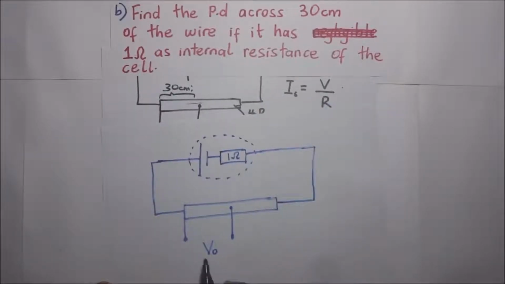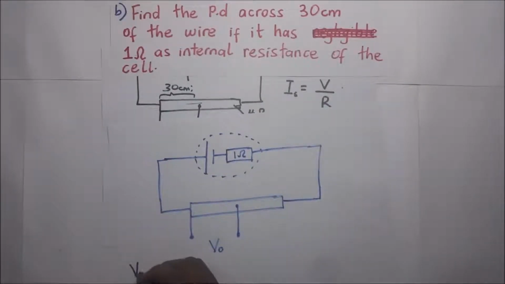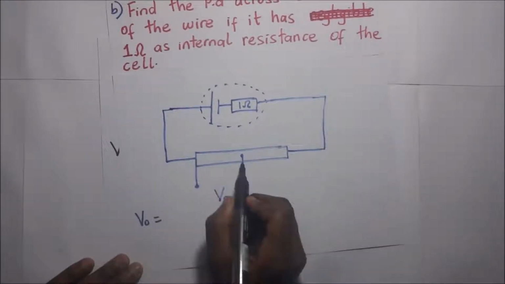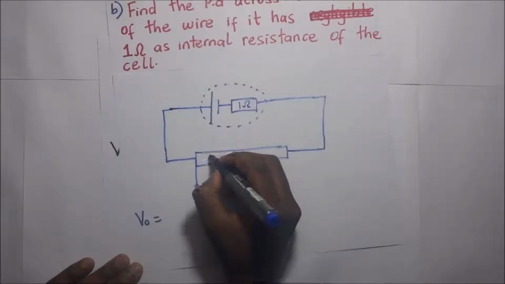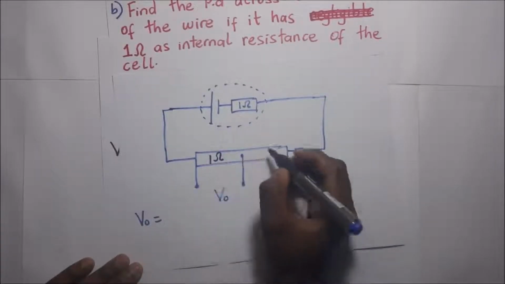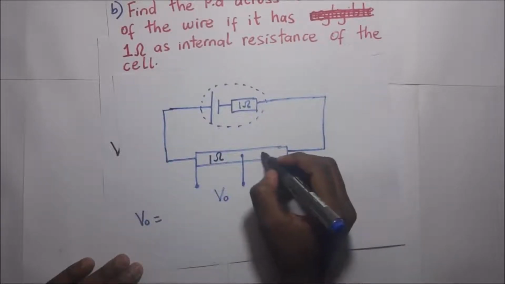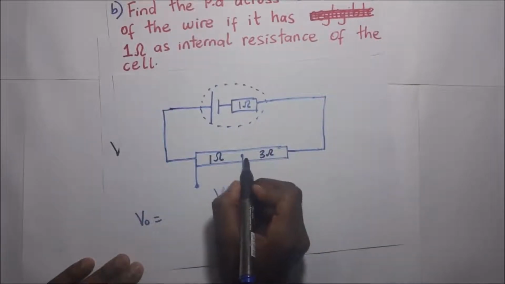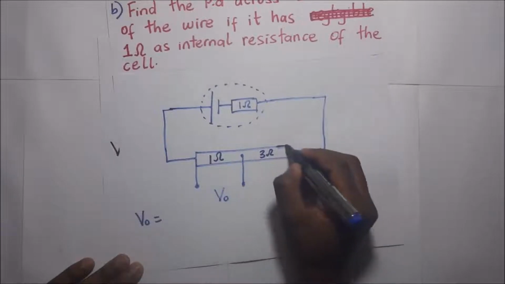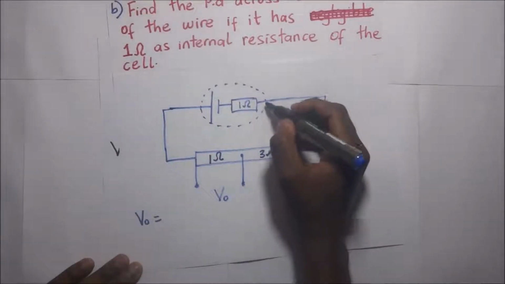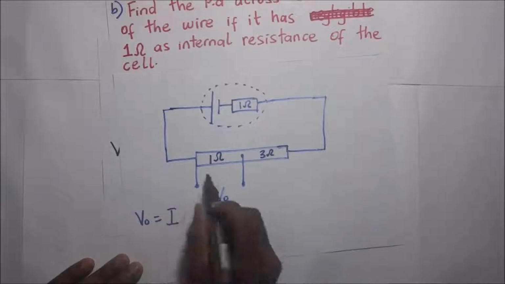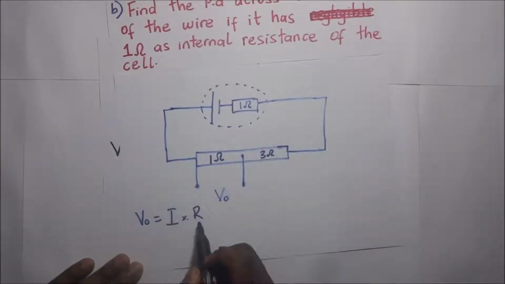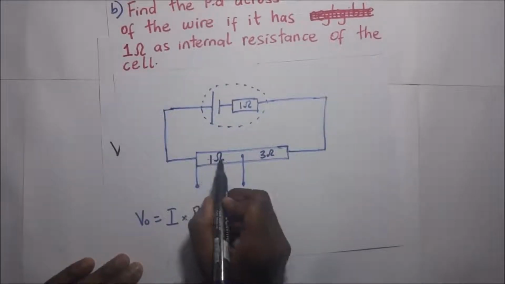So again, just like before, to get the output voltage V0, we need to find the current that is going through this portion of the wire. The 30 centimeter portion of the wire, we already found out that it is 1 ohm. So this is 1 ohm, the rest of this portion of the wire is 3 ohms. And now we need to find the current times the resistance, which is 1.